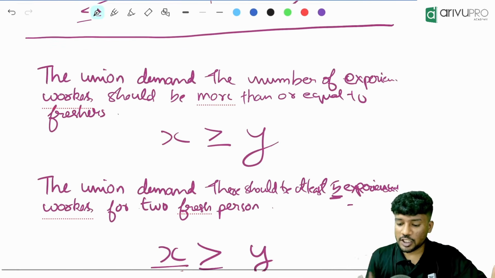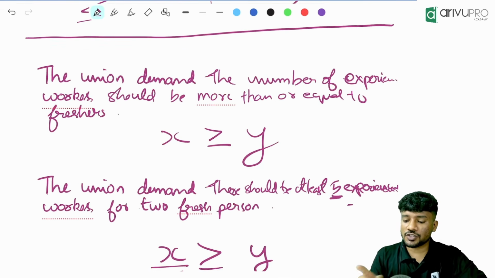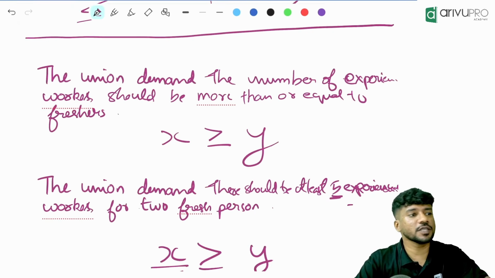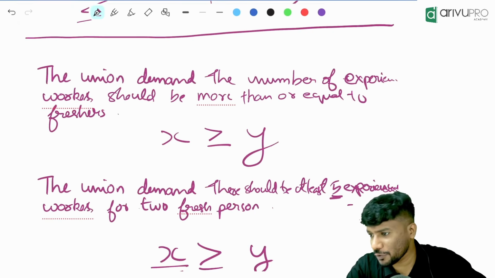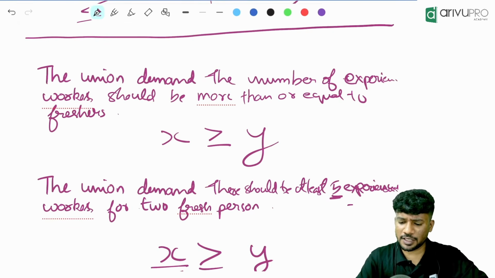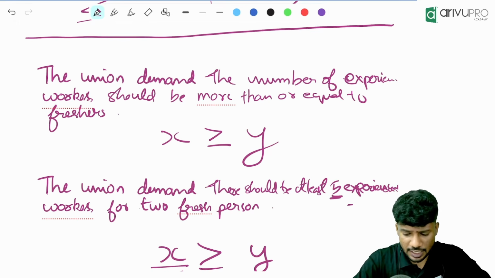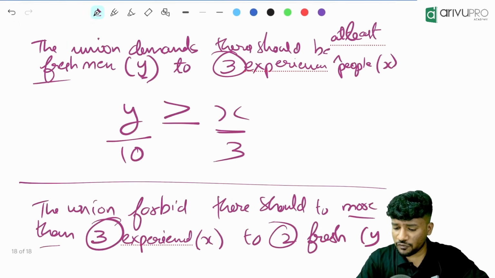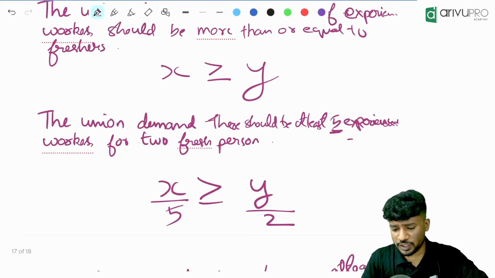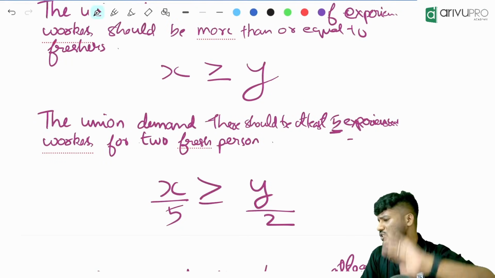Then what? Union demands the number of workers should be more than or equal to freshers, so we will take it as x greater than or equal to y. Why? Because the demand is there. Demand means we will directly take it as x greater than or equal to y. Whenever forbid is coming into the picture, what do we do? We will take the opposite sign.